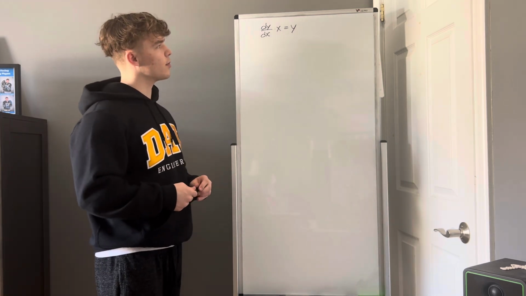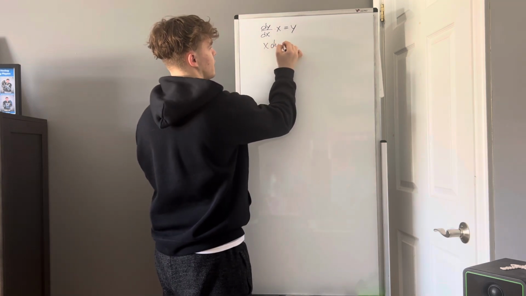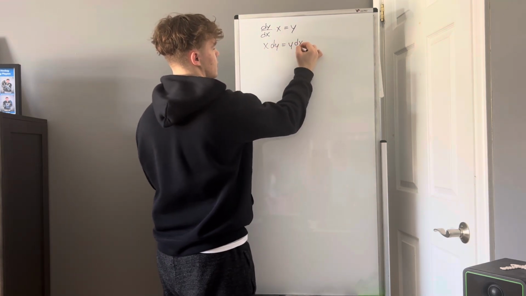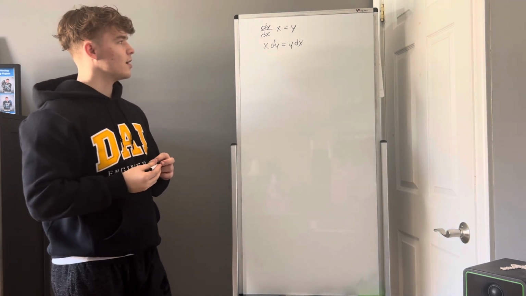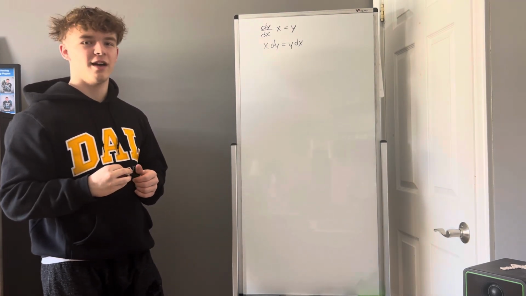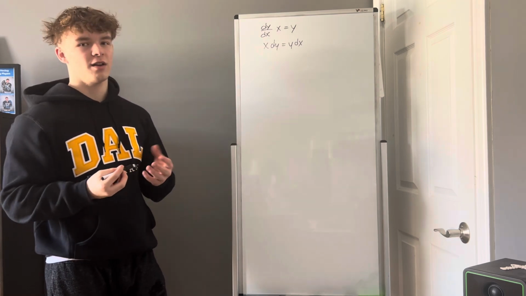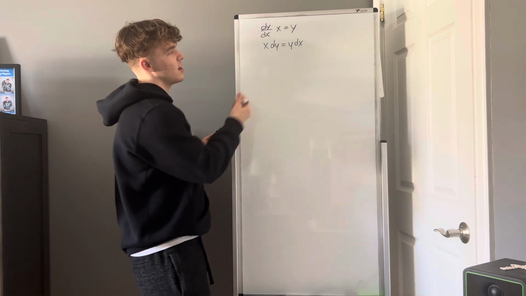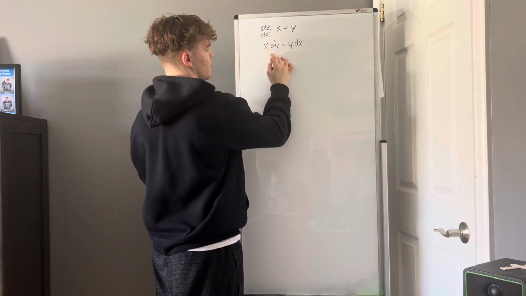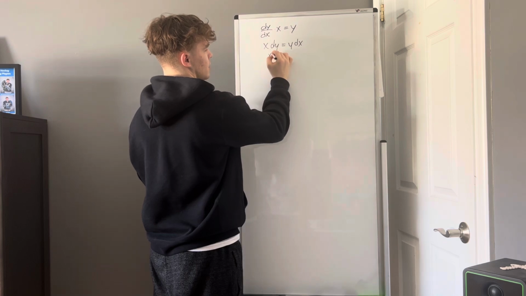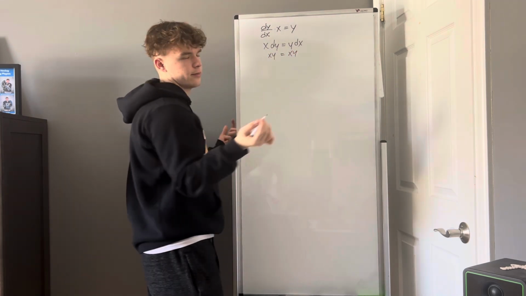Well, let's separate our dy over dx. So we're going to get x dy equals y dx. Well, I mean, we could integrate that, but it's not really going to do anything for us because, I'll just show you what would happen if we integrated both of these. We'd get xy equals xy. Well, we know that.